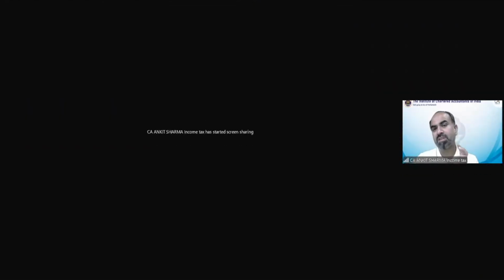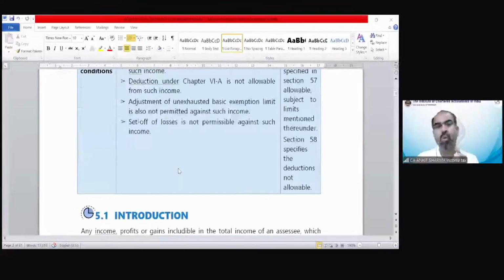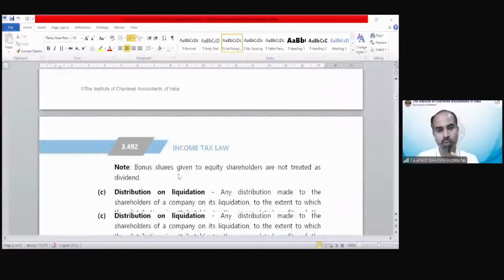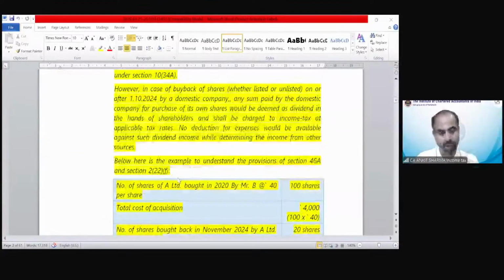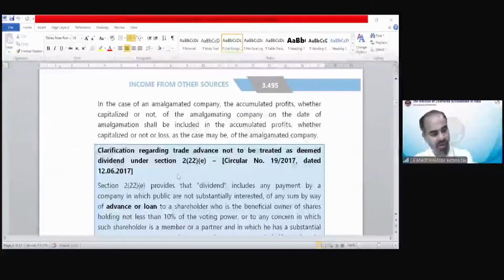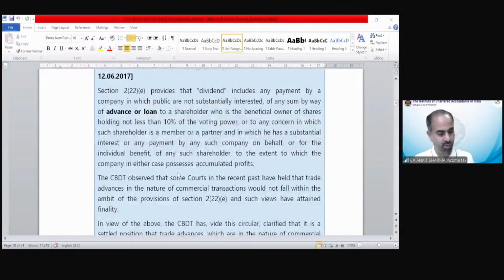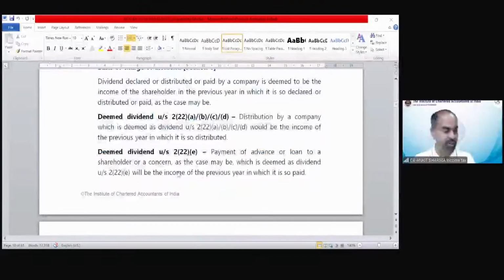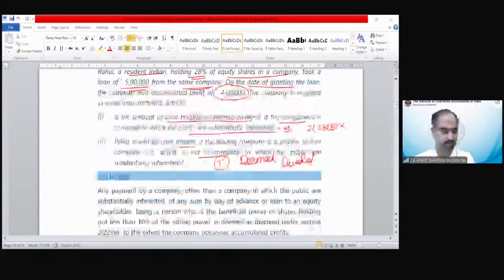We discussed test your knowledge question number 1 from income from other sources in the last class. The remaining test your knowledge questions in case of income from other sources, we are now discussing one by one. So that will, I guess, help you to understand the provision more clearly. Okay.